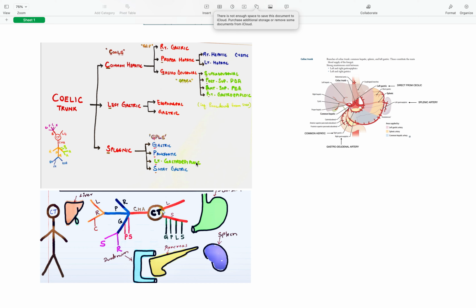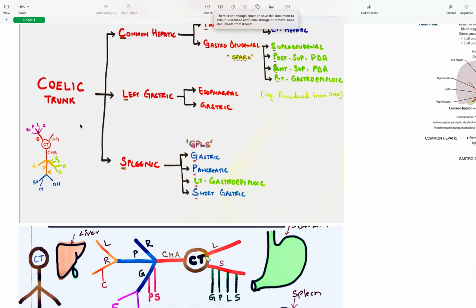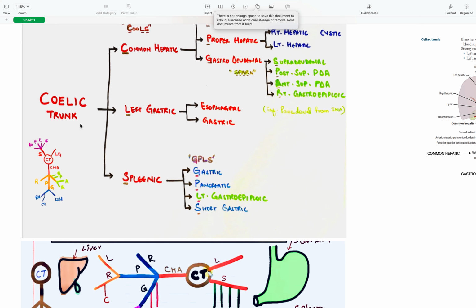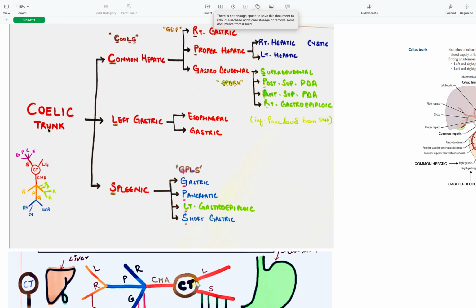I'll be talking about the celiac trunk, the blood supply, the branches to the GI tract. Okay, so let's talk about the celiac trunk main branches. The celiac trunk is divided into the common hepatic artery, left gastric artery, and the splenic artery. This can be remembered by the mnemonic COOLS. The C stands for common hepatic, L stands for left gastric, and S stands for splenic.